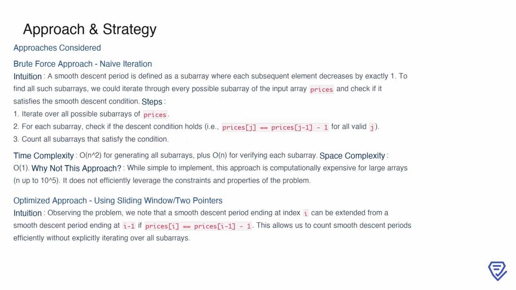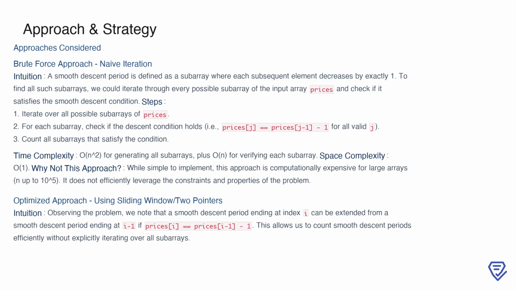To solve this problem, we first consider a brute force approach using naive iteration. The idea here is straightforward. A smooth descent period is defined as a subarray where each subsequent element decreases by exactly 1. To find all such subarrays, we could iterate through every possible subarray of the input array and check if it satisfies the smooth descent condition. Specifically, this involves generating all subarrays, then verifying for each subarray whether the condition prices[j] equals prices[j+1] plus 1 holds for all valid indices j.